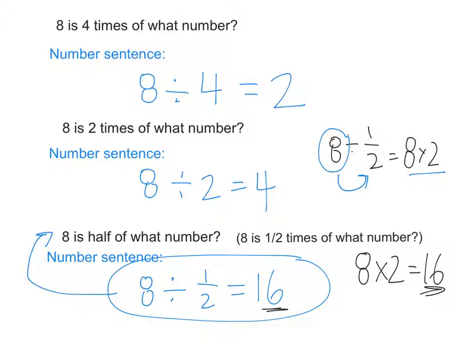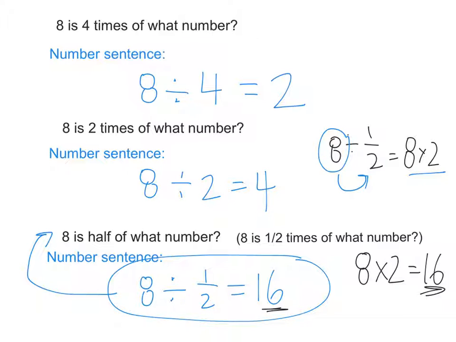But the question is not asking what is 2 times of 8. The question is asking 8 is 1/2 of what number. So the correct number sentence would be 8 divided by 1/2. Because if I said 8 is 4 times of what number, would you say, oh, that's 4 times 2 equals 8? No, you would say it's 8 divided by 4. Do you see the difference there? They're equal, but it's not what the words are asking.